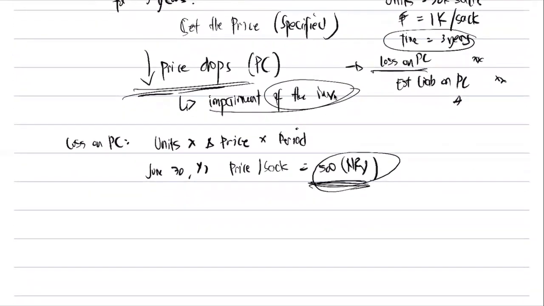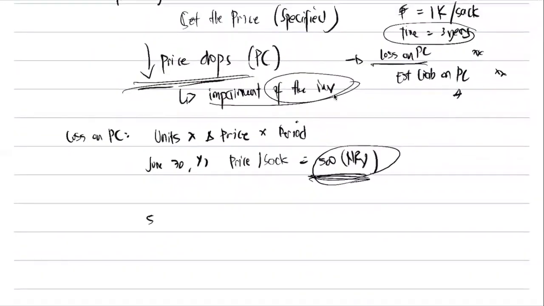So how much is the loss on purchase commitment? How many units? We are to purchase 50,000 sacks multiplied by the change in price. So from 1,000 less 500 multiplied by the period. So how many years left? Is still 3 years. Okay.